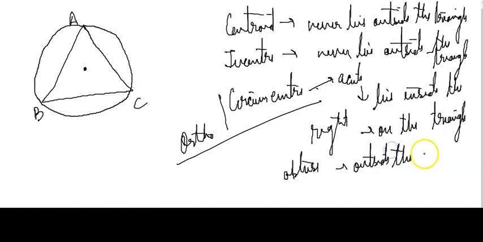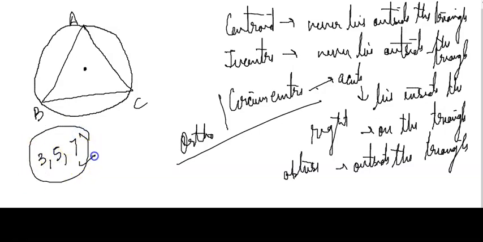So you have to remember these points. If I say that we have a triangle with sides 3, 5 and 7, what can you say about the circumcenter of this triangle? Will it lie inside, outside, or on the triangle? We can check whether the triangle is acute, obtuse or right angle. 3 square plus 5 square is 9 plus 25, which is less than 7 square. So the triangle is obtuse here.